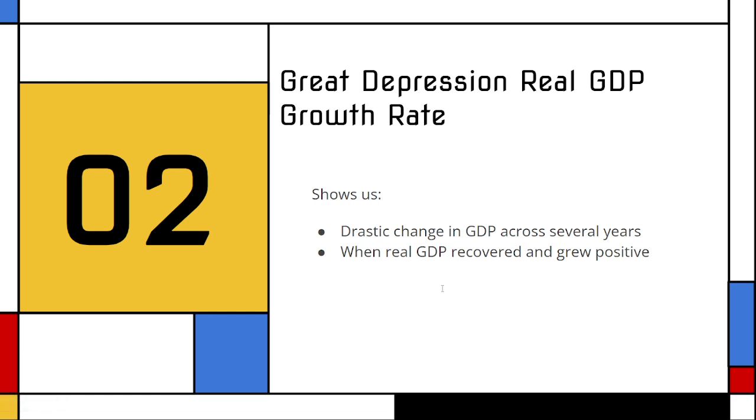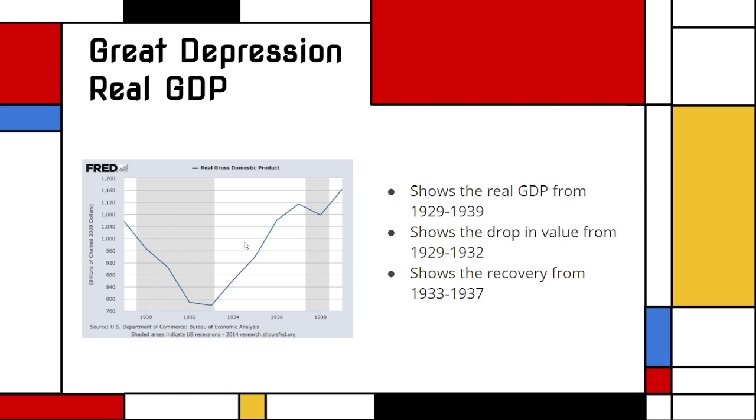Now let's talk about the Great Depression in real GDP, which will show the change in GDP over the years, along with determining the real GDP recovery and positive growth. Taking a look at the Great Depression real GDP, that was caused by bank crashes and factories overproducing their products, we can see a massive drop in the real GDP from 1929 to 1932, and then a massive recovery from 1933 to 1937, which was saved by the New Deal.